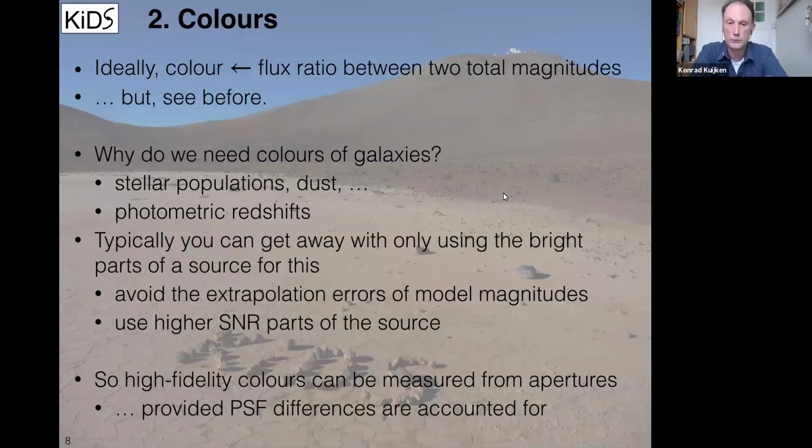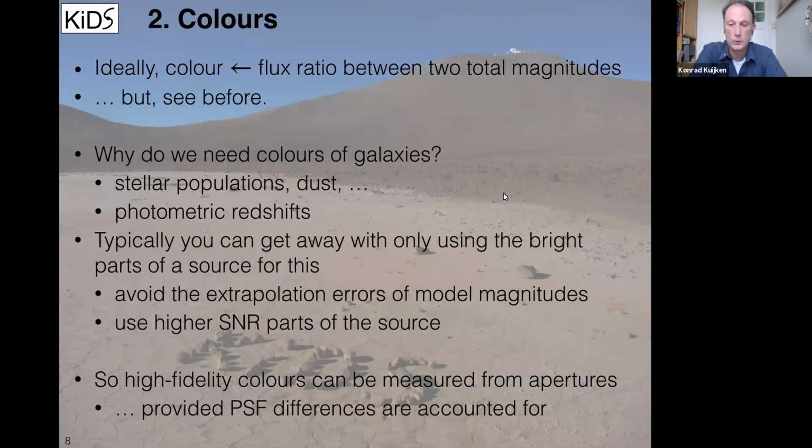So I'm going to switch now and focus on the problem which usually is the one we do want to solve, which is measuring colors of sources. And of course, ideally, a color measurement is simply the flux ratio of two total magnitudes or two total fluxes. But as I explained before, that's hard. But you don't actually need to go through the total measurements to get good colors.